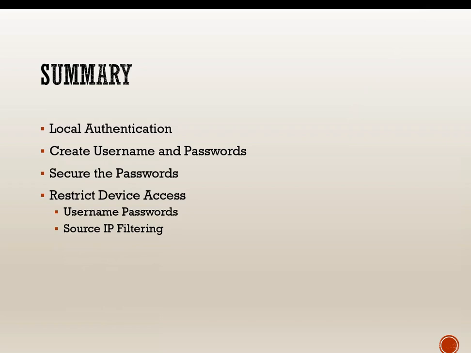So in this segment we talked about local authentication with the login local, and if we did it for the router itself, we had to use the AAA new model command in order to create the new login model rather than the single password that everybody uses by default, which makes it difficult to track who did what. We created a username and a password. We secured the passwords with the service password encryption command, and then we restricted device access with both usernames, passwords, as well as source IP filtering. So that should take care of Objective 5.4. Also login banners, I didn't say, but we did those too.